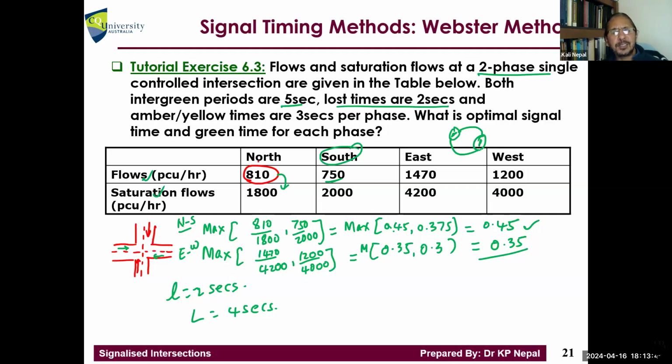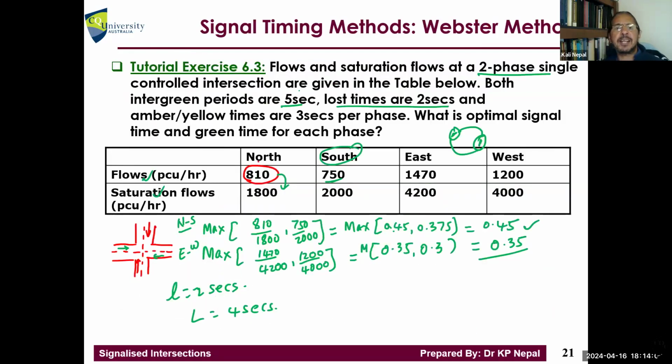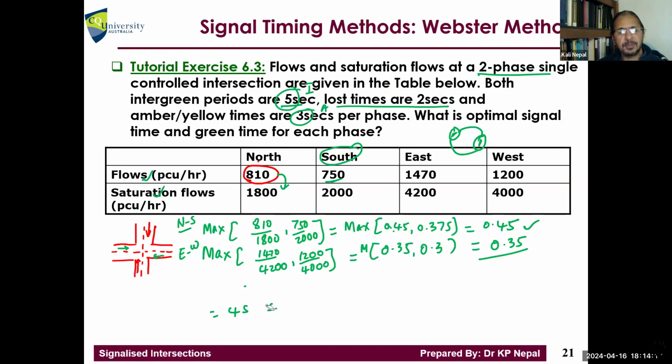Amber time, yellow time, is 2 seconds. So let's calculate based on the formula. Loss time: intergreen and amber time, and then there is another small loss time. That's what we call loss time per cycle. So total loss time we calculate based on that. So I minus A. 5 seconds is I, and then that's A, so that's 4 seconds. The symbol I used is wrong. Okay, I need to follow the proper symbol system.